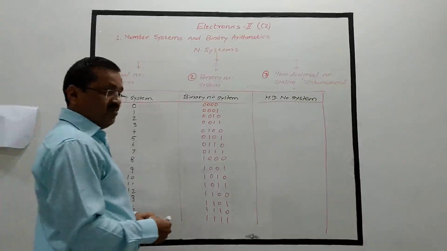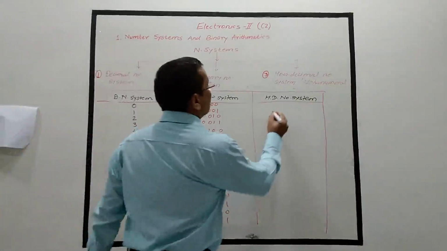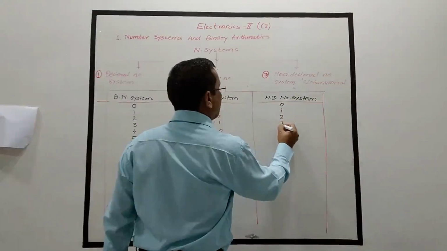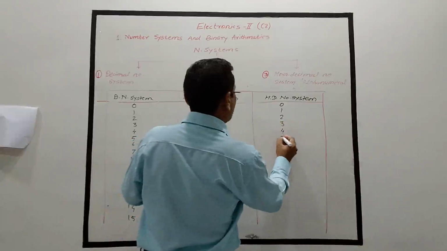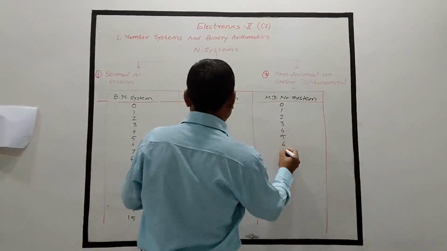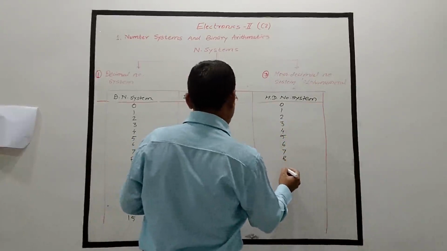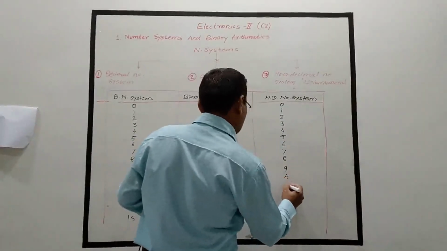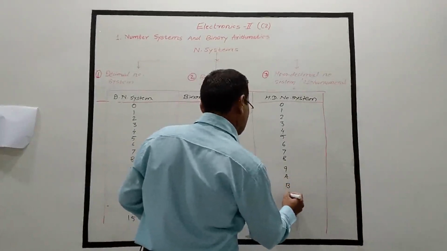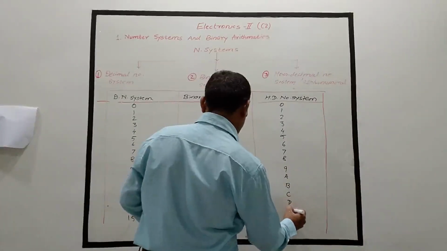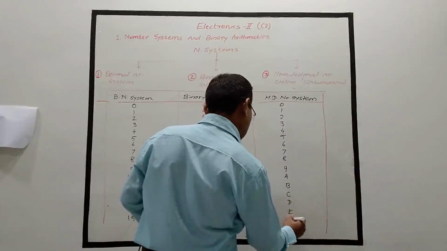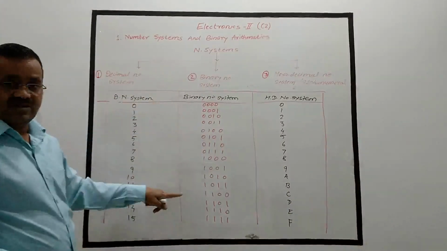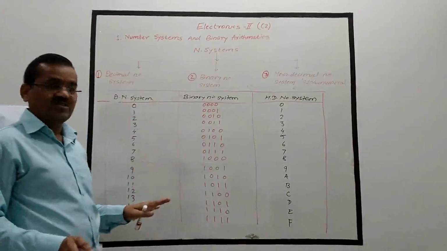Now hexadecimal numbers: 0, 1, 2, 3, 4, 5, 6, 7, 8, 9 and then A, B, C, D, E and finally F. So these are the numbers in the number systems.